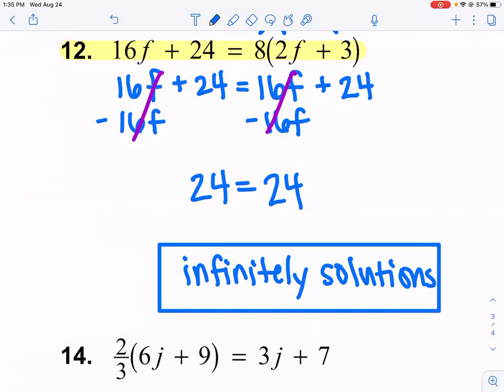Okay, Sam. So infinite, you can't get infinite. So infinity is a concept. It keeps going and going and going.